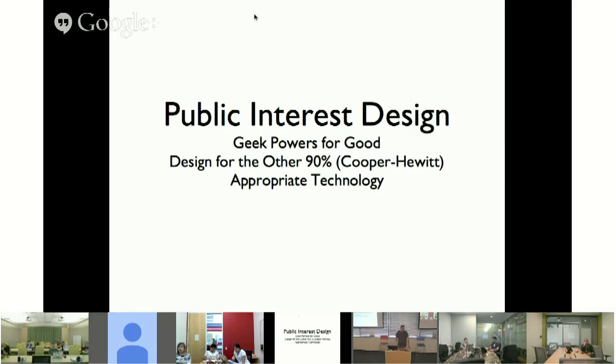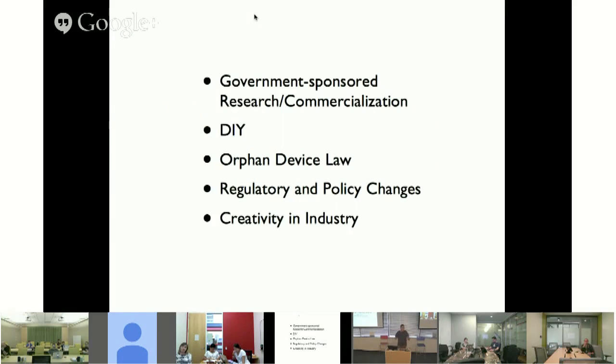So a good phrase that's been used to describe all of these problems, and the design that we can use to try to attack them, is public interest design. And so really what I'd like to talk about is what are the ways besides, we'll start off with government-sponsored research, because that's a lot of what's happening currently, but what is our whole quiver of tools that we might use to try to solve some of these problems?